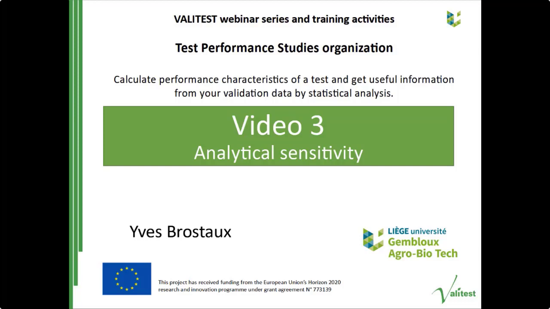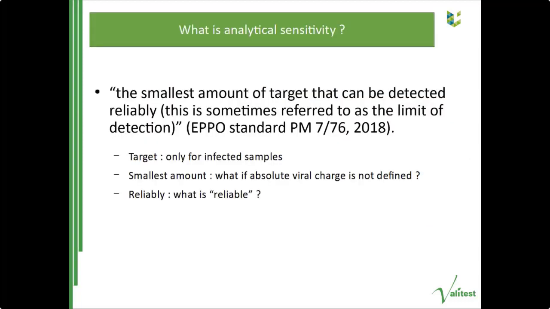What is analytical sensitivity? The ISO standard tells us that it's the smallest amount of target that can be detected reliably. Target tells us that it's only for infected samples. We also read that it's the smallest amount, but what if absolute viral charge is not defined? And reliably, what is reliable?